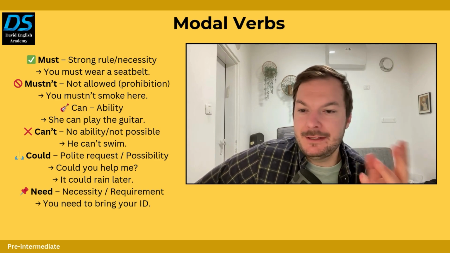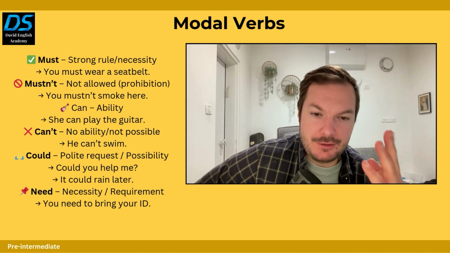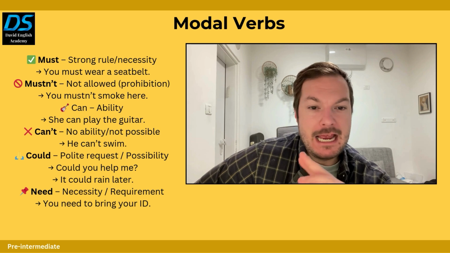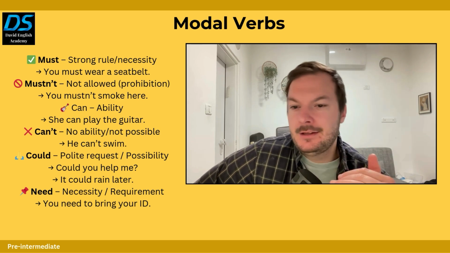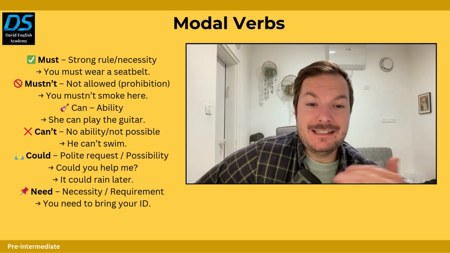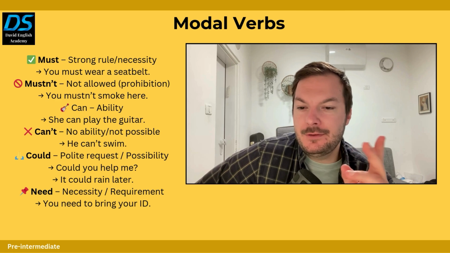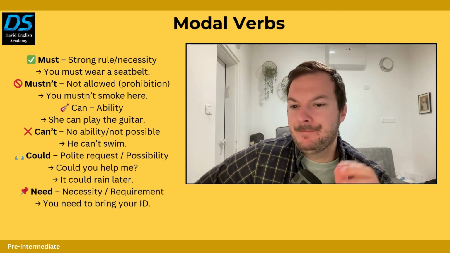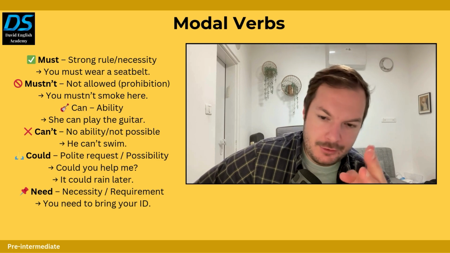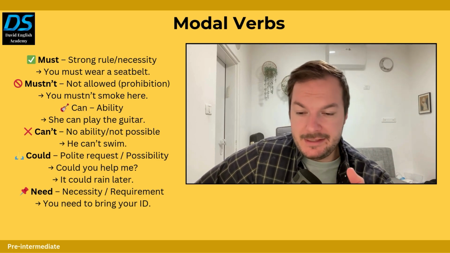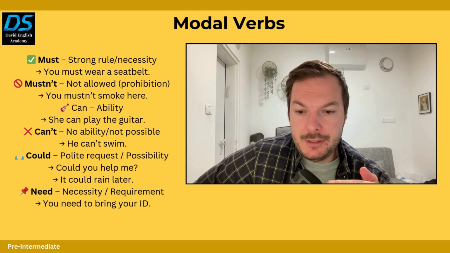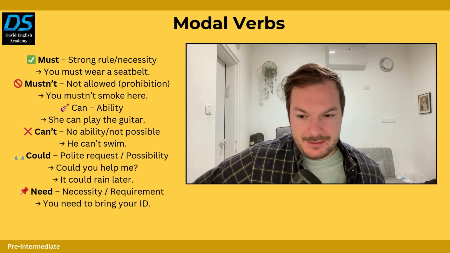Can is for ability. She can play the guitar, for example. Can't. No ability. Not possible. For example, he can't swim. Could is for a polite request or possibility. Could you help me? Or it could rain later. And need is necessity or a requirement. You need to bring your ID, for example.